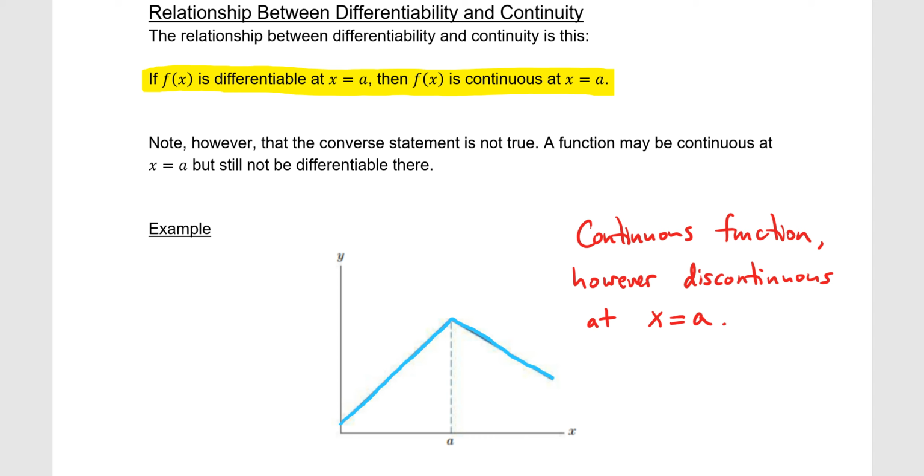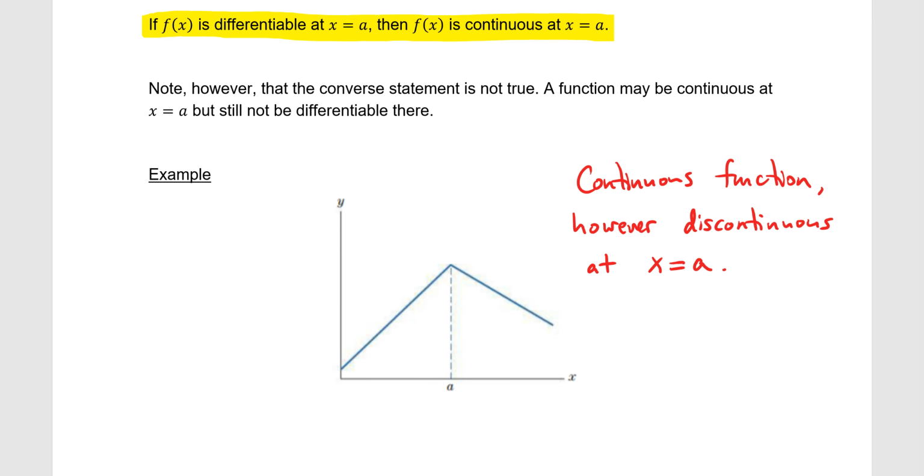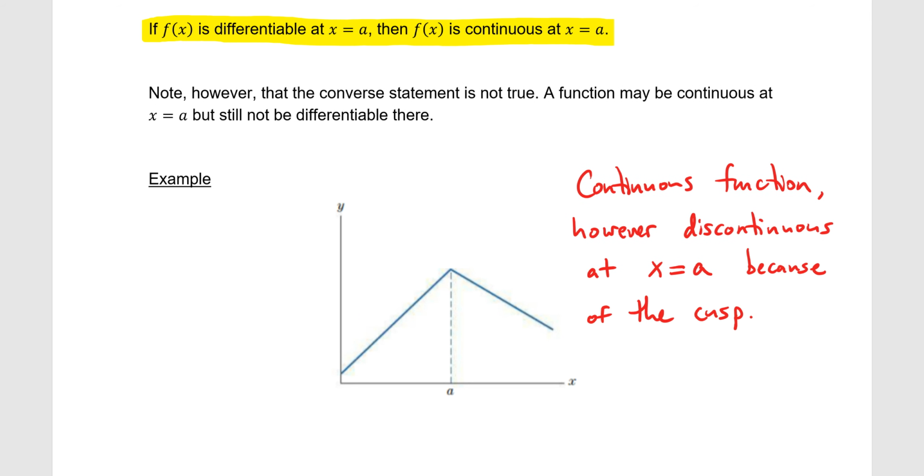Clearly the limit as x approaches a is going to equal f of a, because they're both going to equal whatever this y value happens to be. But we know that it's not differentiable at x equals a because there is a cusp. Okay, so differentiability implies continuity, but the reverse statement is not necessarily true. Okay, so that is actually it for this section. That's differentiability and continuity and how they are related to each other.